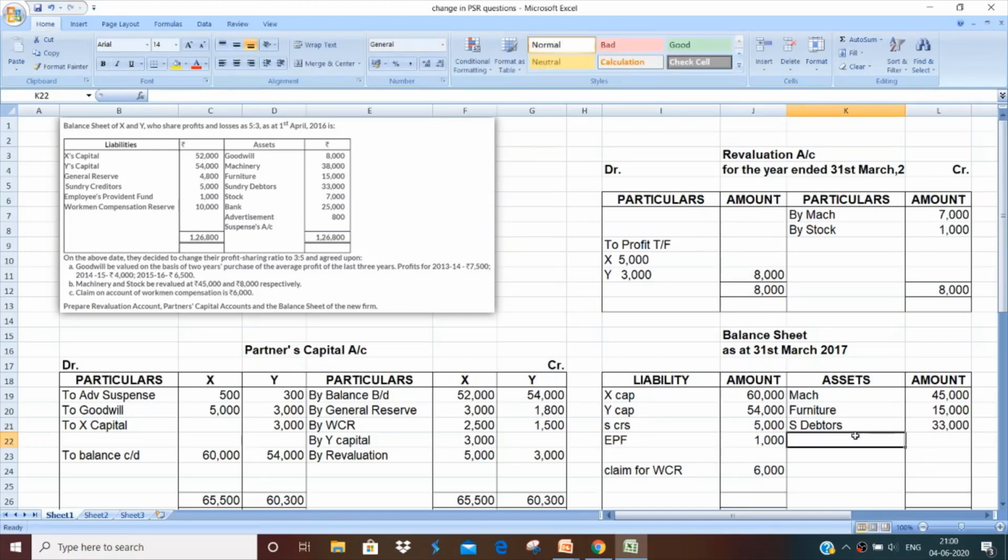Stock, there was a change. So stock will be shown at the new value by increasing 1,000. So 8,000 will be shown here under stock. Then the next item is bank. Bank also again no change, so bank will be mentioned at 25,000. Advertisement suspense we have already written off. Now when we find out the total of the balance sheet, the total is 1,26,000 on the liability side and 1,26,000 on the asset side. So since the total is same for both, our question is complete.